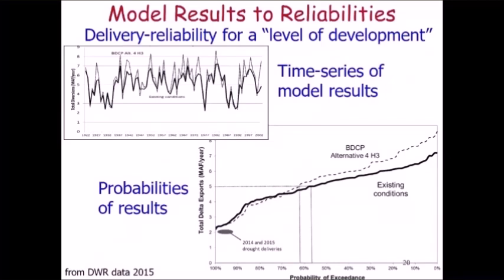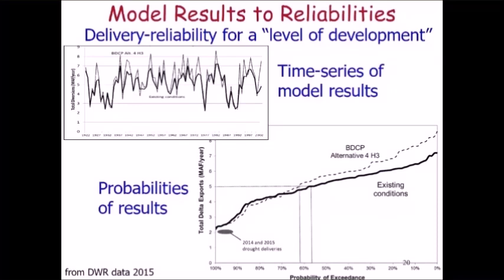So here's an example. This is actually from the State Water Project Water Supply Delivery Reliability Report in 2015. And these are run for some particular level of development. So they're going to say by this year, or by 2030, we're going to expect this much water demand, and these will be the rules of the game, the operating rules and the regulatory rules. And we're going to take the historic record, and we're going to run the model for that historic record for that future level of development, and we're going to get a time series of model results. Okay, so there are two lines here, one with BDCP and one for existing conditions as of that time.